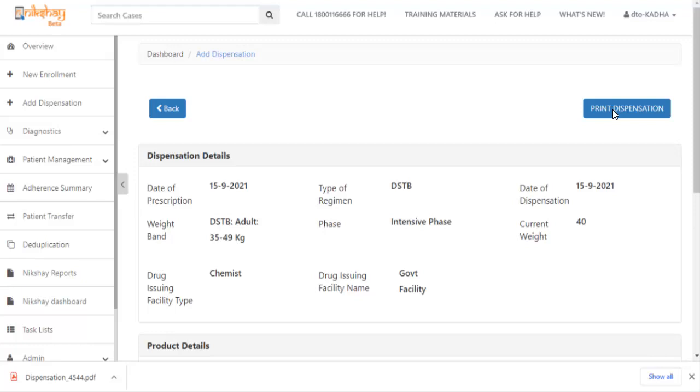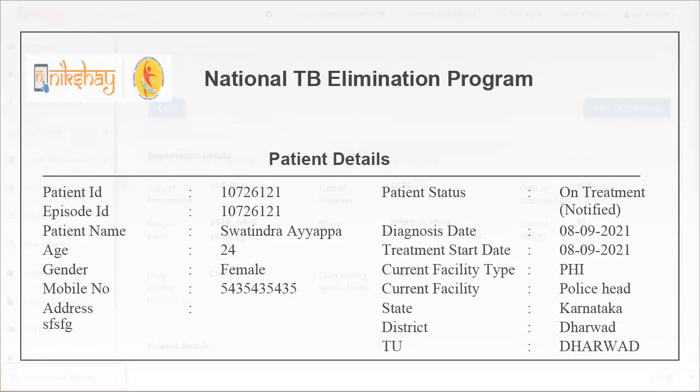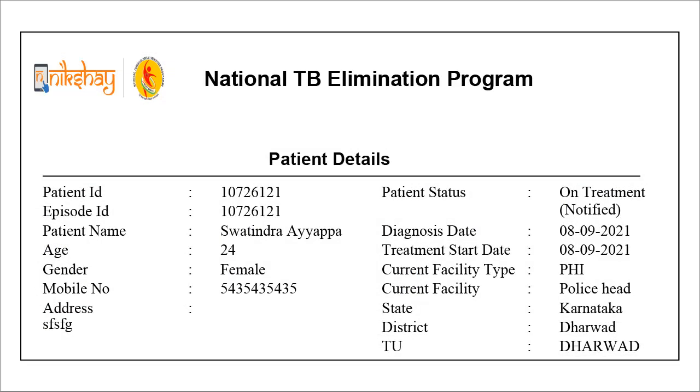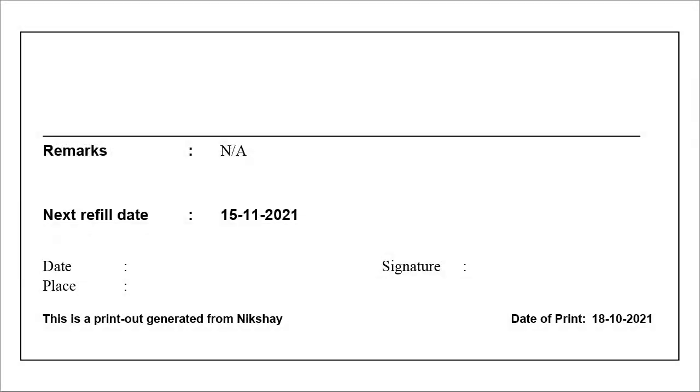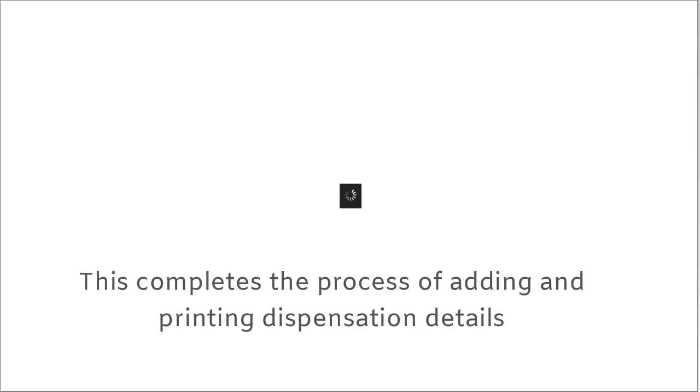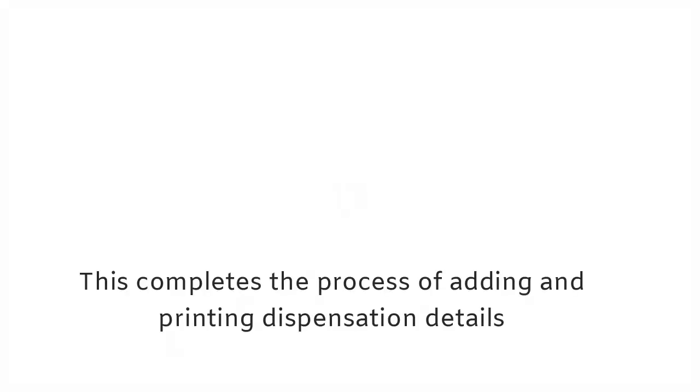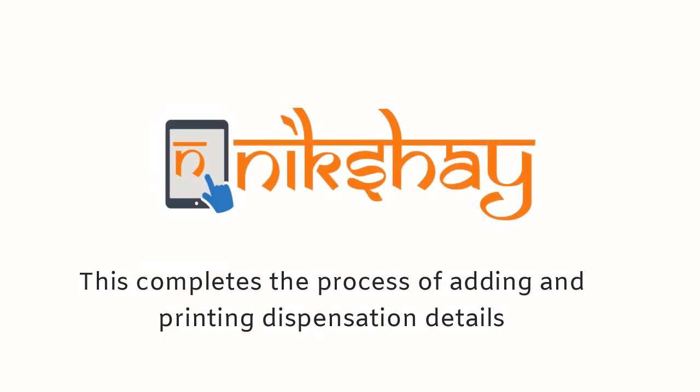In order to print the dispensation, click the Print Dispensation button at the top. When you click the Print Dispensation button, the dispensation document will be downloaded. Once the document has been downloaded, you can enter the print command in your system to print the dispensation details. This completes the process of adding and printing dispensation details in the NikshayShare portal.